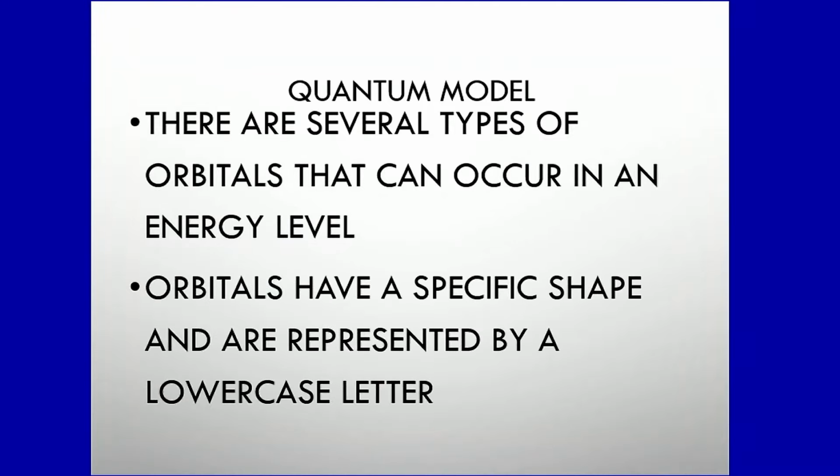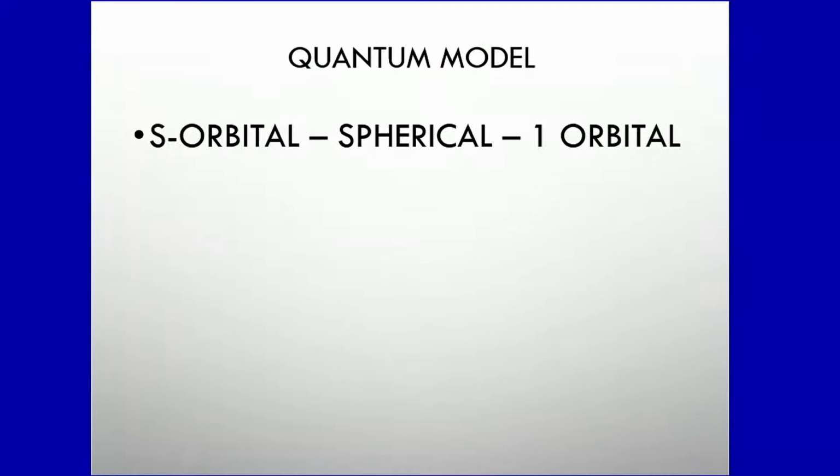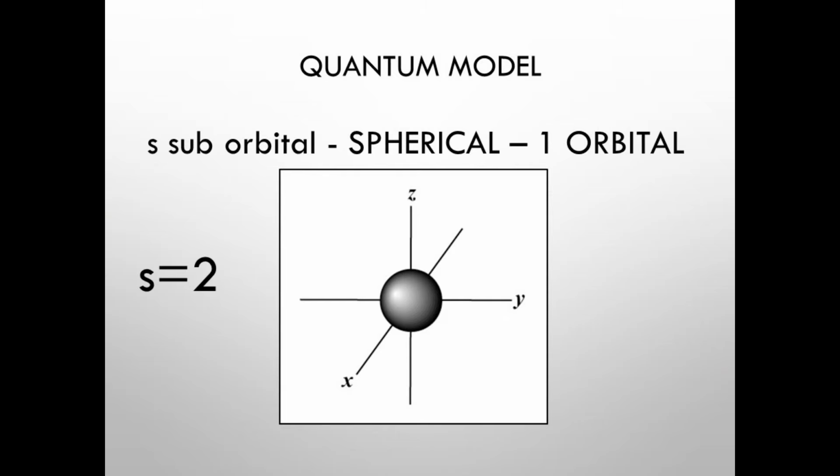Orbitals have a specific shape and are represented by a lowercase letter. S suborbital is spherical. It has one orbital. The S suborbital contains 2 electrons. We can relate this to a motorcycle rider that can have one back rider. 2 of them are riding, and no other back rider should be accommodated because they will be caught by an enforcer.